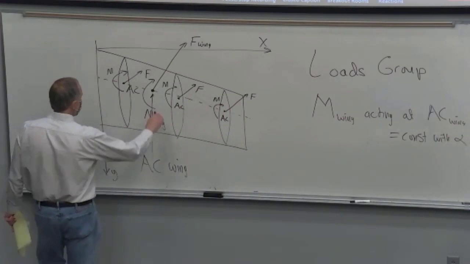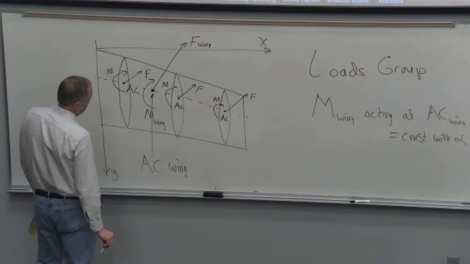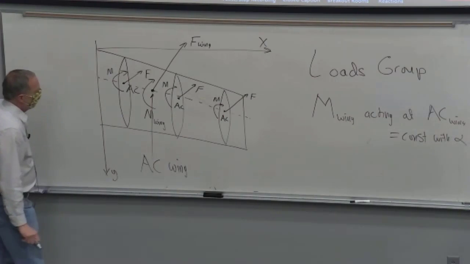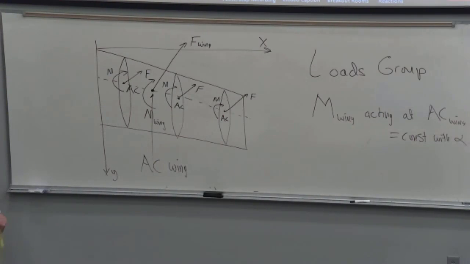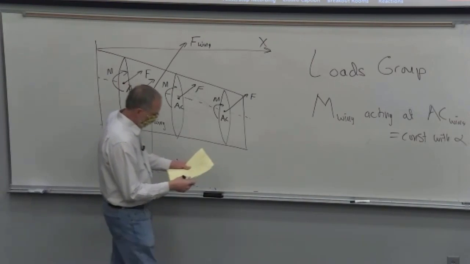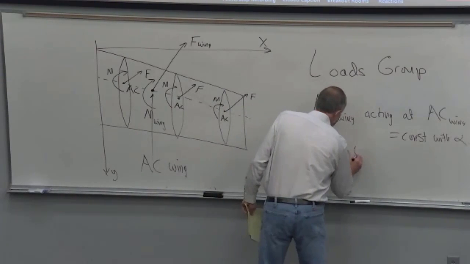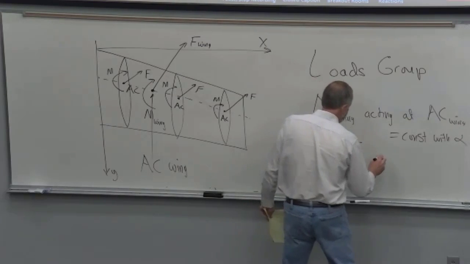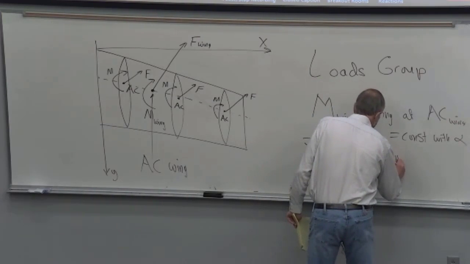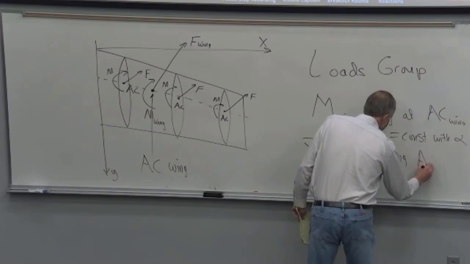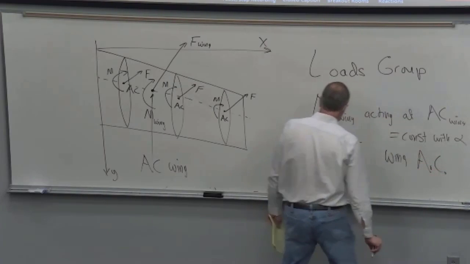Now, finding this point is, again, dependent totally upon the wing, how it's all put together. But the X location of that is X bar, and the Y location is called Y bar, the wing aerodynamic center.